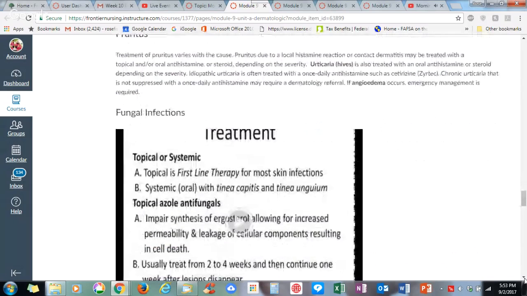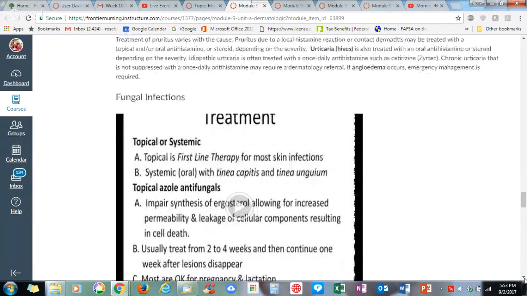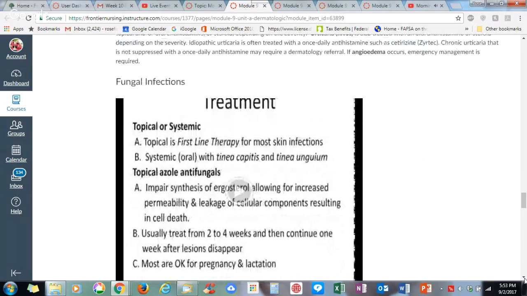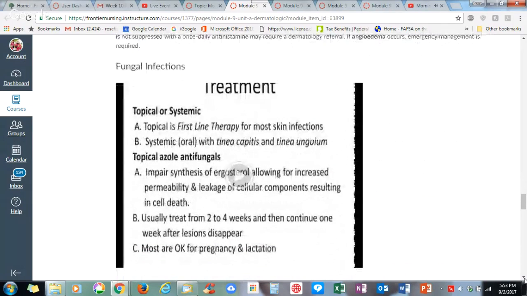Pruritus. Treatment of pruritus varies with the cause. Pruritus due to a local histamine reaction or contact dermatitis may be treated with a topical and/or oral antihistamine or steroid, depending on the severity. Urticaria is also treated with an oral antihistamine or steroid, depending on the severity. Idiopathic urticaria is often treated with a once-daily antihistamine such as cetirizine or Zyrtec. Chronic urticaria that is not suppressed with once-daily antihistamine may require a dermatology referral. If angioedema occurs, emergency management is required.